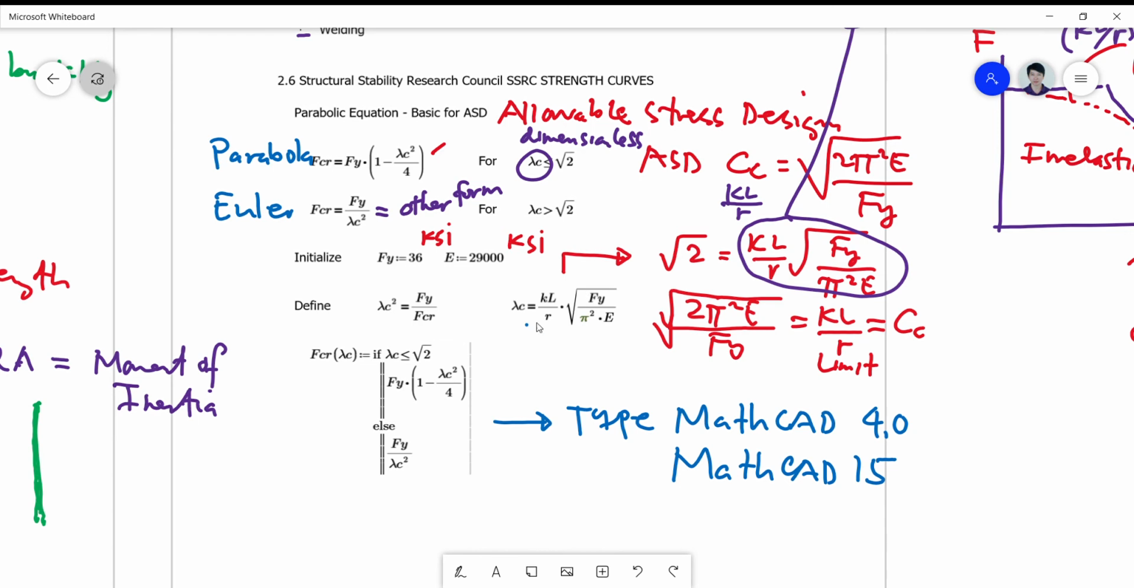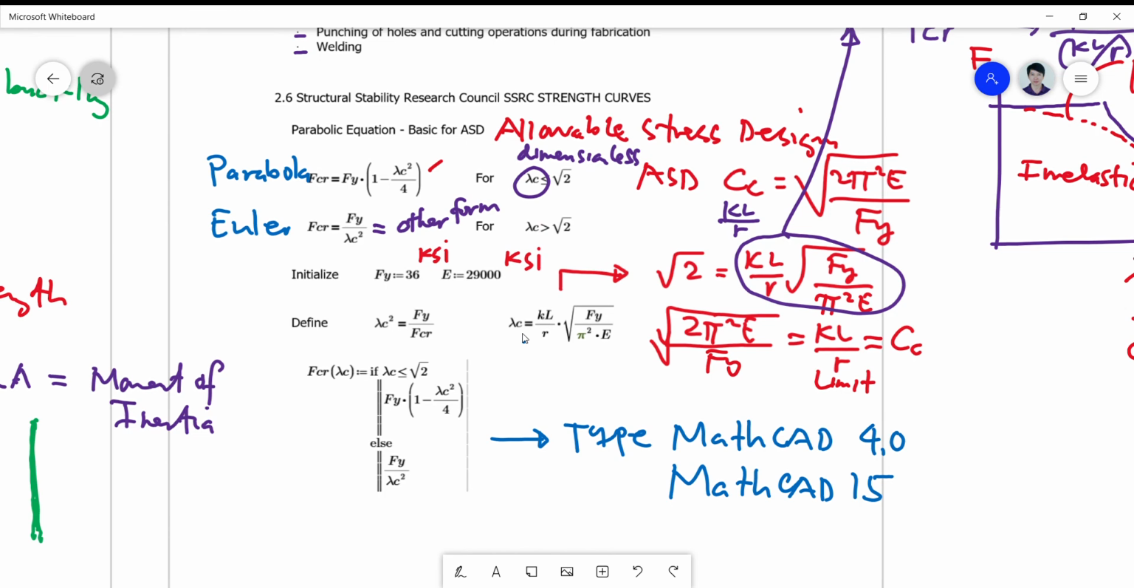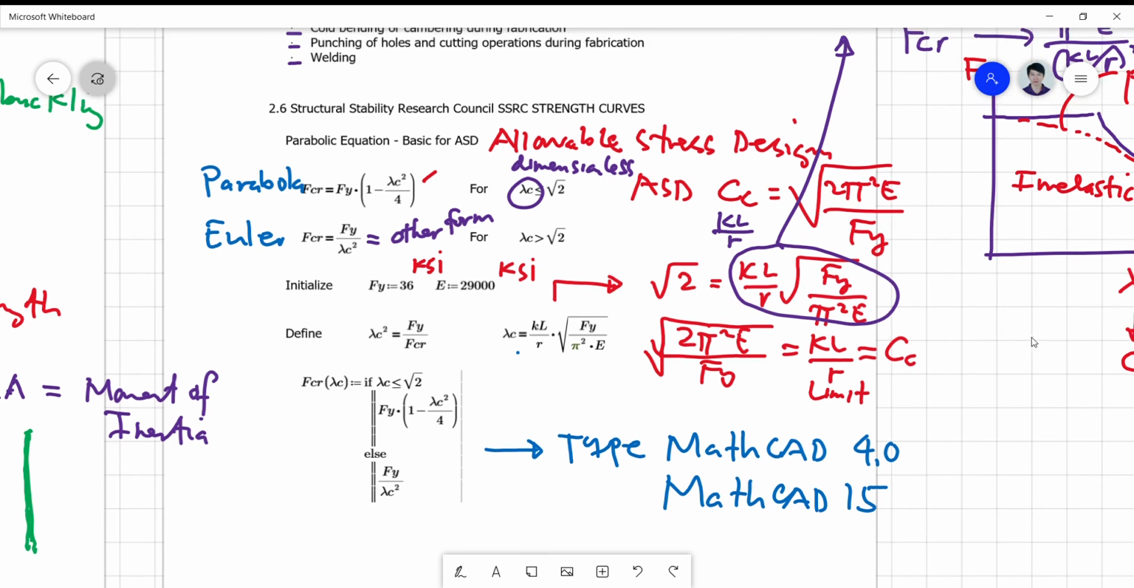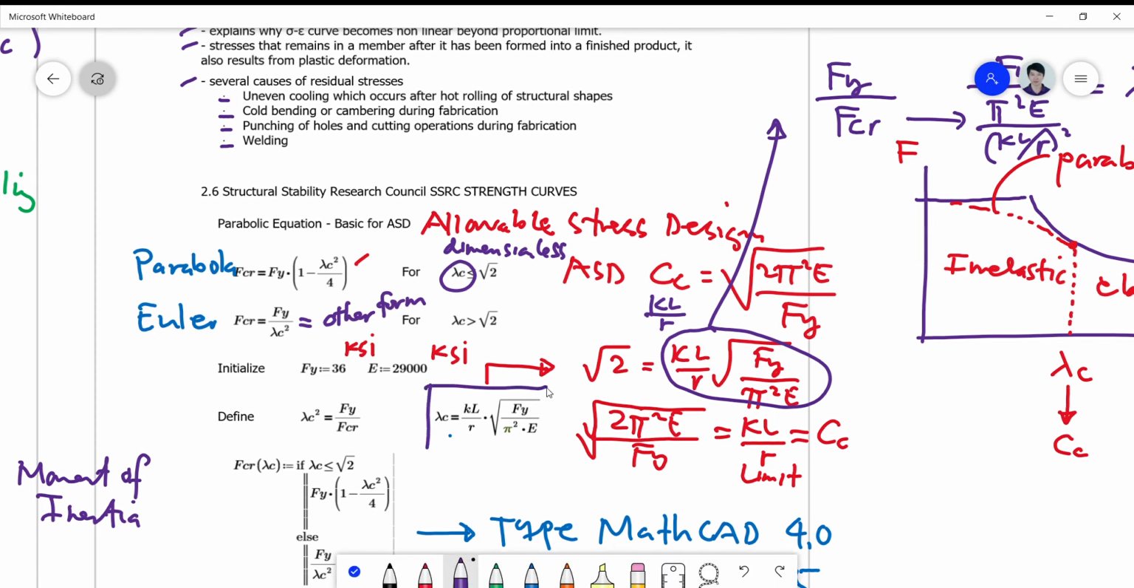Okay, so the next thing here that I'd like you to see, by the way, before I proceed with this, I can now make my formula about lambda sub c equivalent to Fy over Fcr, such that my formula now for lambda sub c will simply be equal to this formula here. So if I want to get the lambda sub c limit, I use this formula. If I want to get the C sub c limit, I use this formula.